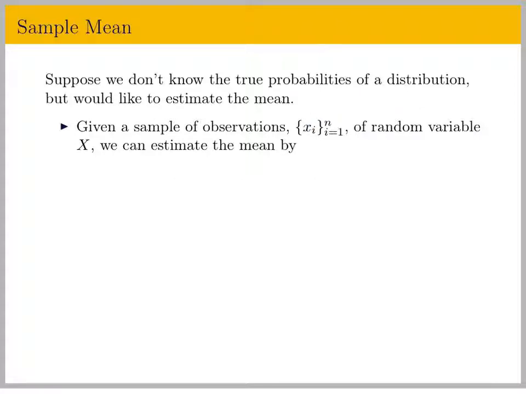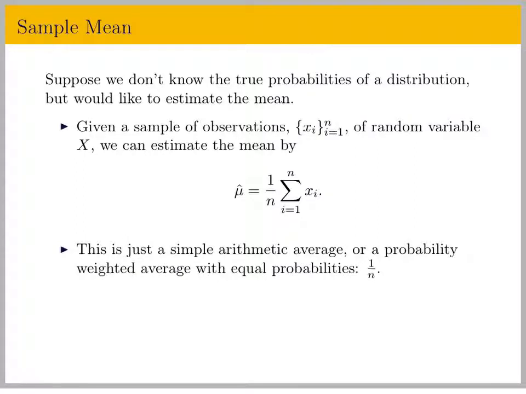We have n observations. Then what we can do is estimate the mean with just the simple mean formula. We take all the x's, we sum them, and we multiply by 1 over n. This is simply the arithmetic average, or we can think of it as the probability weighted average, but using probability weights 1 over n.